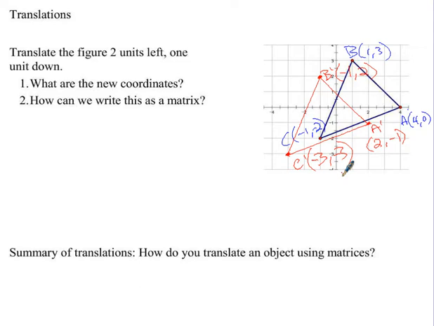How can we write this as a matrix? Well, let me rewrite our original matrix. Remember, it goes x, y as columns. So for point A, I had (4, 0). For point B, I have (1, 3). For point C, I have (-1, -2). Now for my transformed shape, I'm going to have a new matrix with new coordinates. So over here, for point A prime, I have (2, -1). For point B prime, I have (-1, 2). For point C prime, I have (-3, -3).